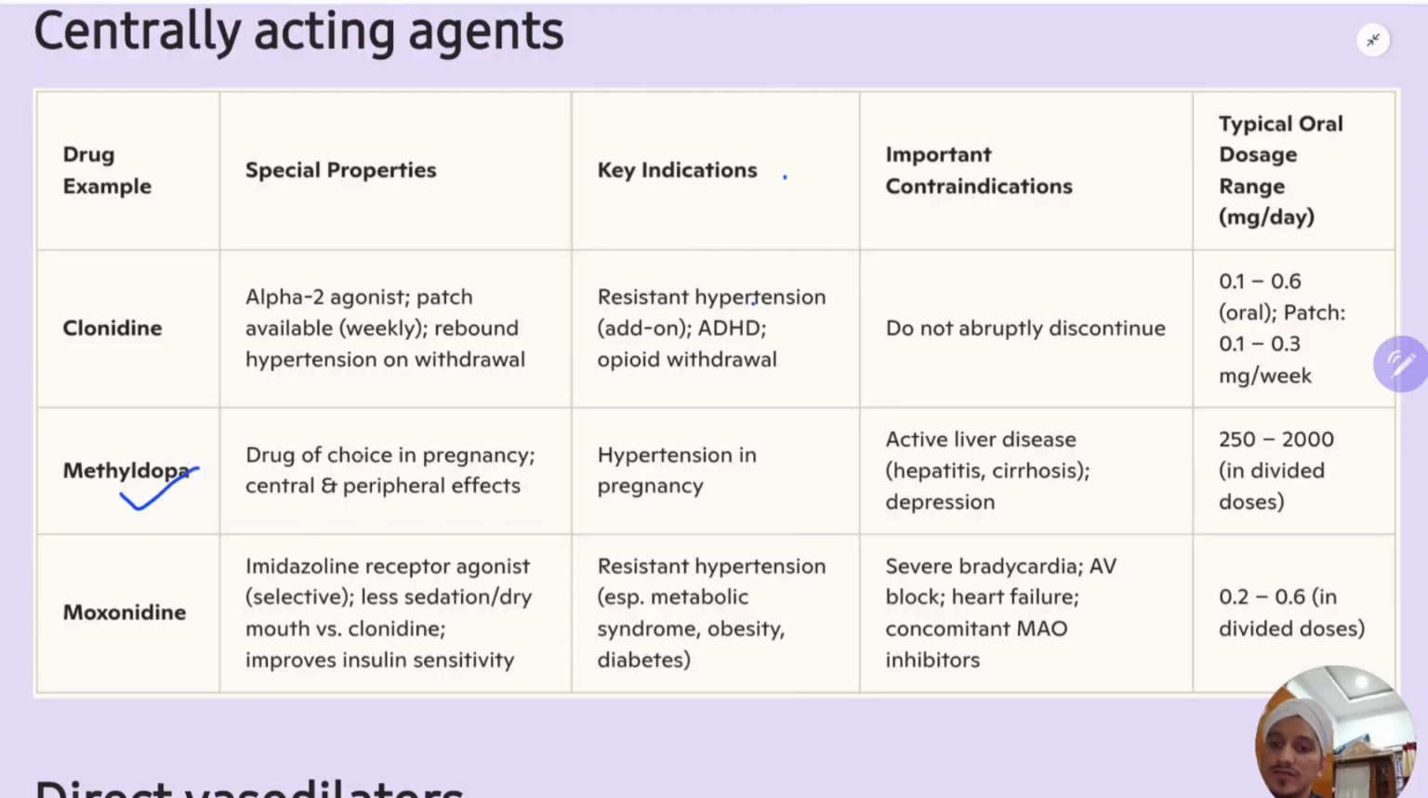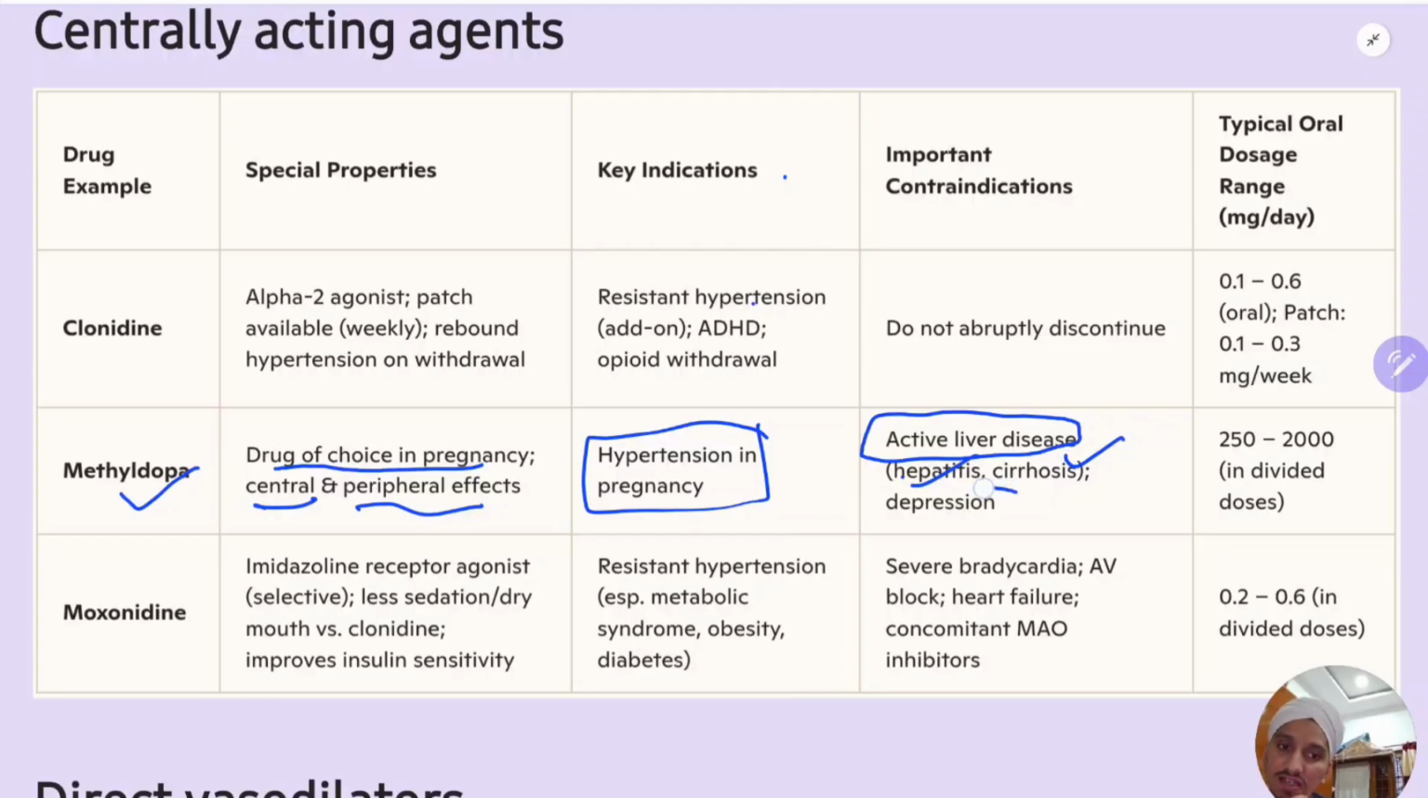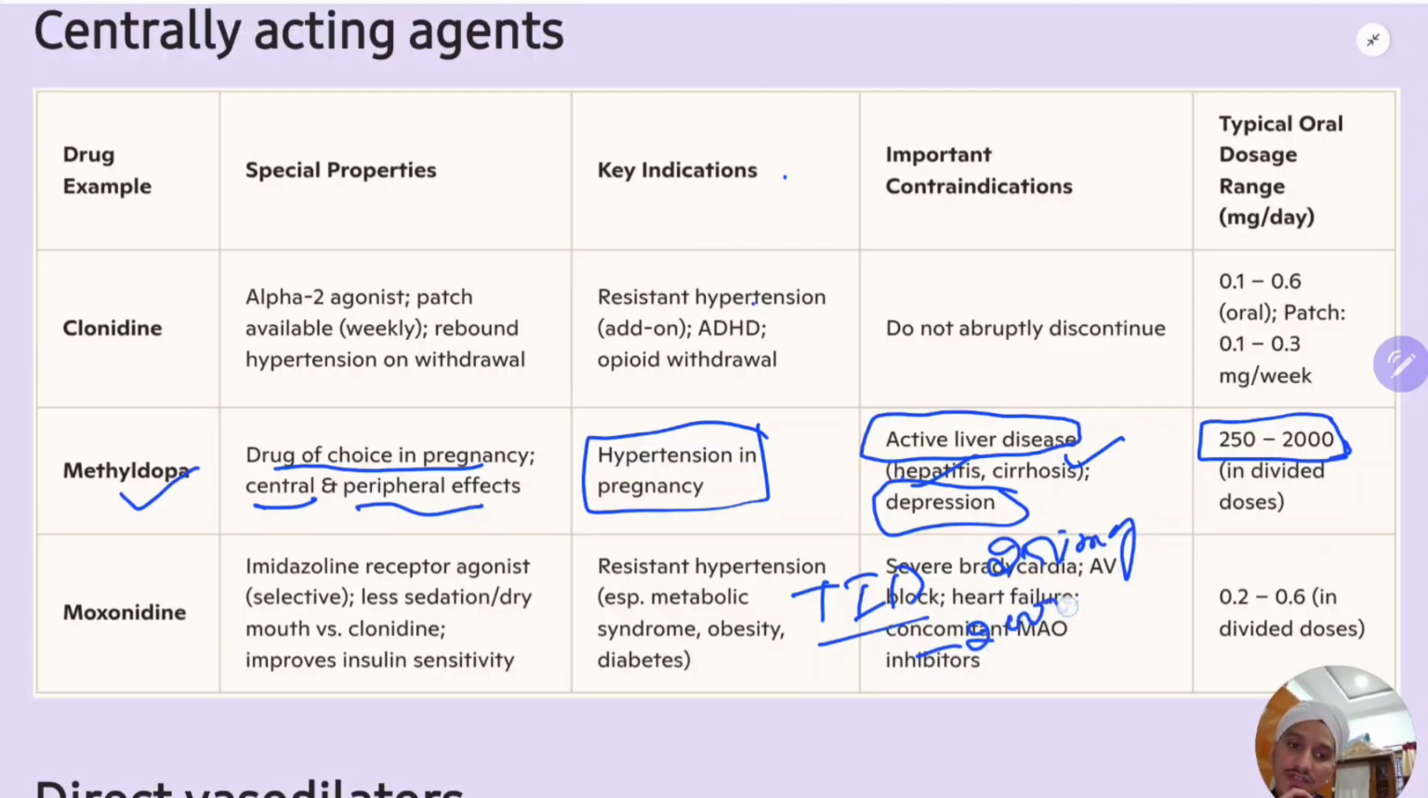Coming to the next drug, Methyldopa. This is a drug of choice in pregnancy, but it is not used frequently. Labetalol is used, which has both central and peripheral effects. So pregnancy induced hypertension is treated with Methyldopa. But the important contraindications are acute liver disease like hepatitis, cirrhosis, and depression is also a contraindication for the use of Methyldopa. What is the dose? 250 to 2000 mg in divided doses. You should give it in TID dose. The starting dose is 250 mg. You can go up to 2000 mg. Important contraindications: liver disease, maybe cirrhosis or hepatitis, and depression.